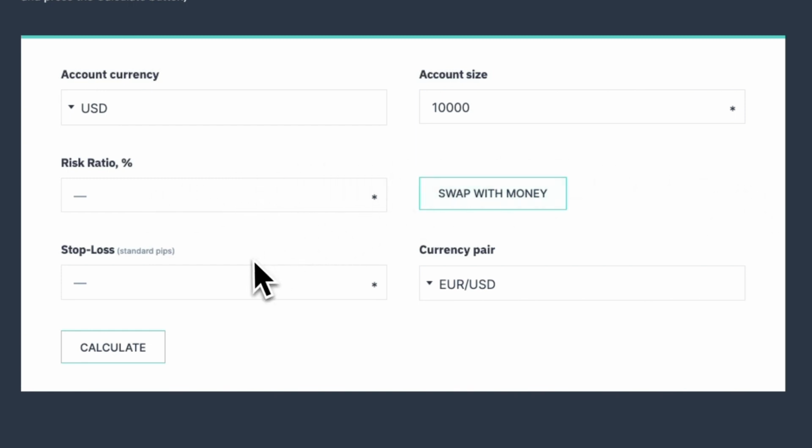And then we see stop loss, and the stop loss is a number of pips you are willing to lose before exiting the trade. For example, if your stop loss is 50 pips, enter 50. Alright, and then we see currency pair, and this basically you need to select the currency pair you are trading in. For instance, if you're trading Euro against the USD, choose Euro against USD from the drop-down menu.